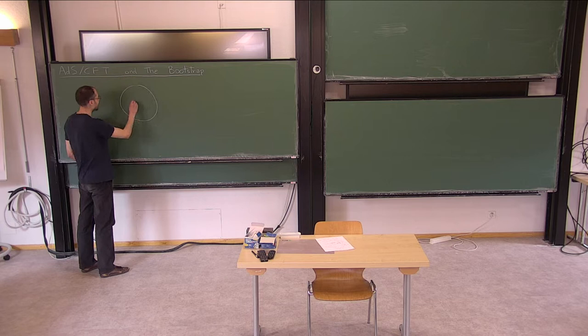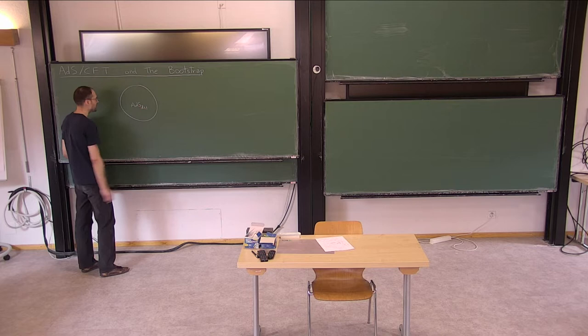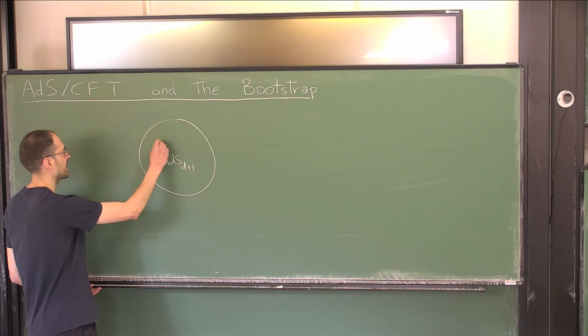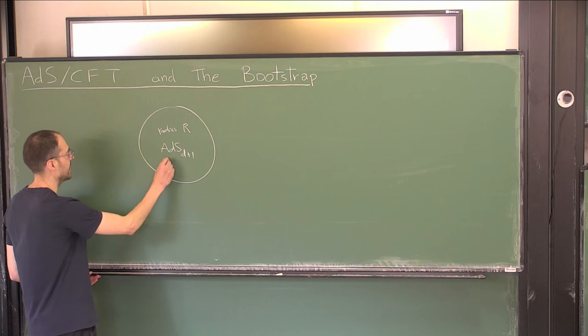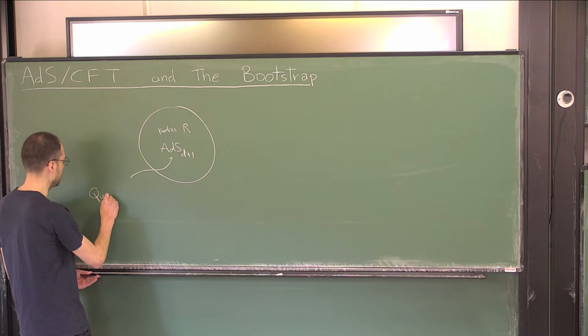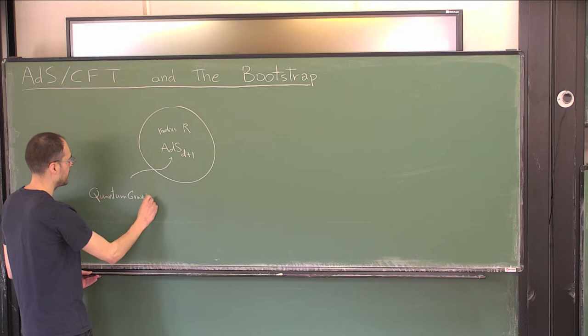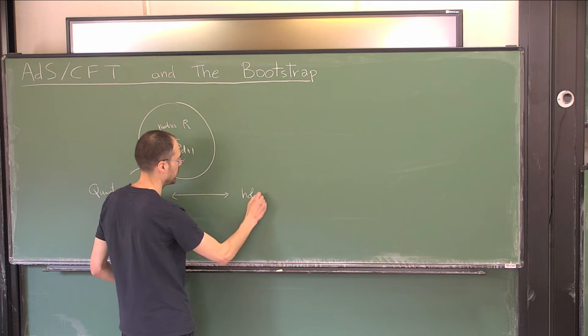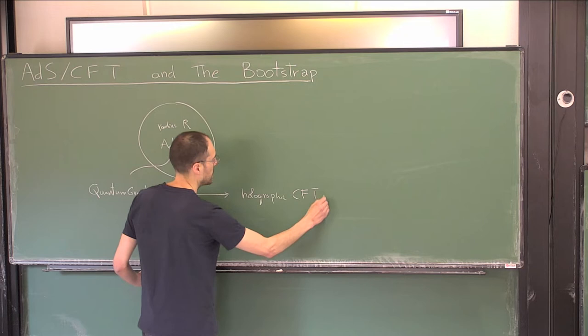So let me draw the usual picture. I'll have AdS equals 1 and radius R, and the usual statement is that we'll have here some quantum gravity theory, and this should be dual to some CFT, which I will call holographic CFT, and I'll try to define that, if you want, at the boundary here of AdS.